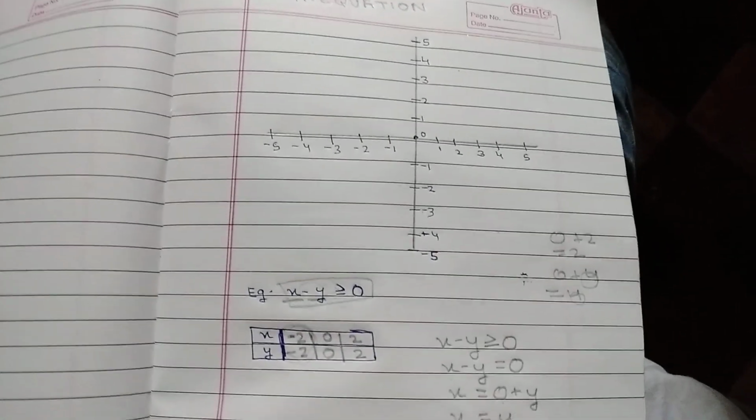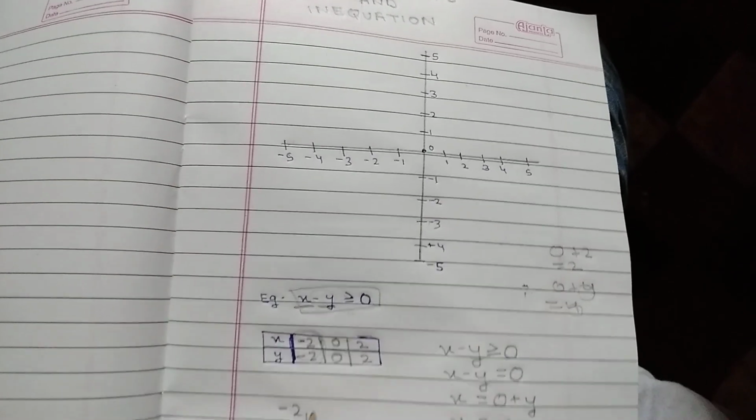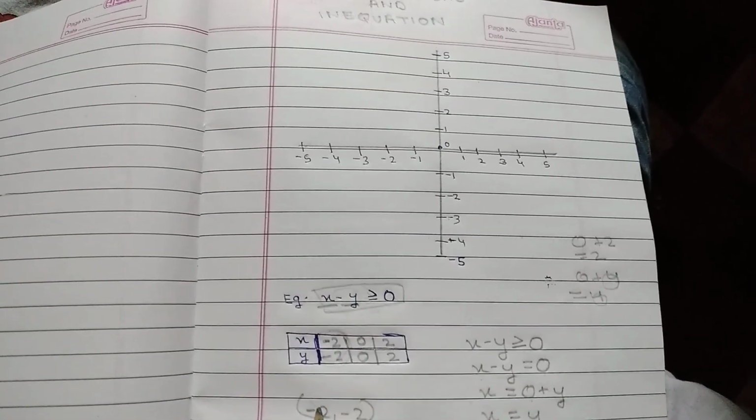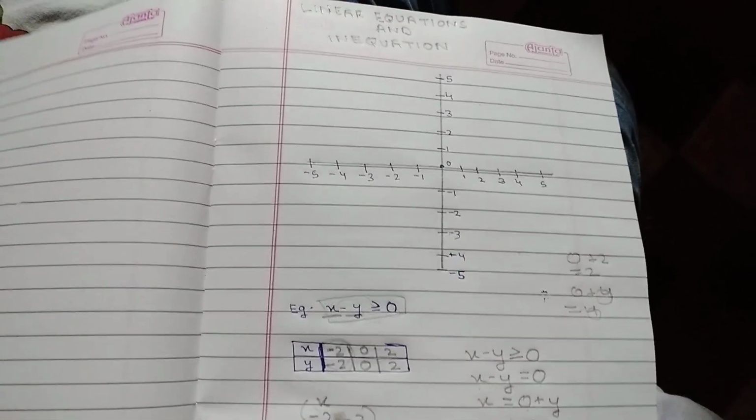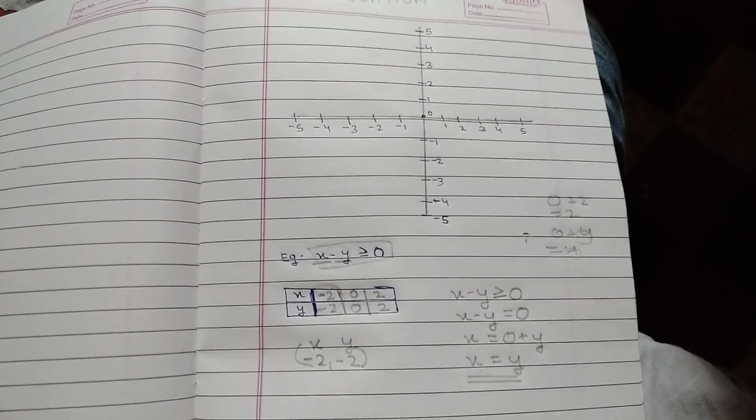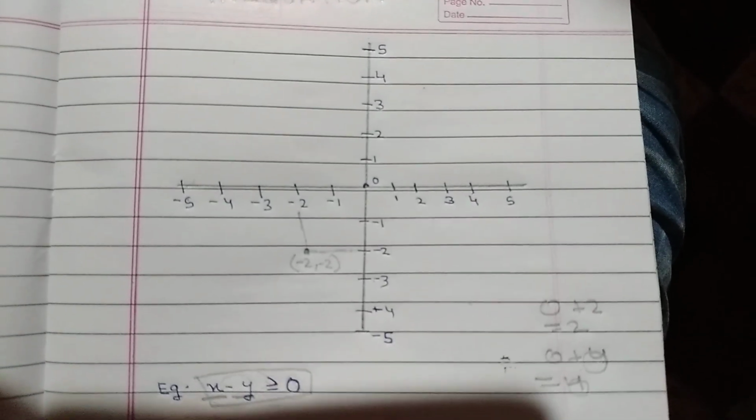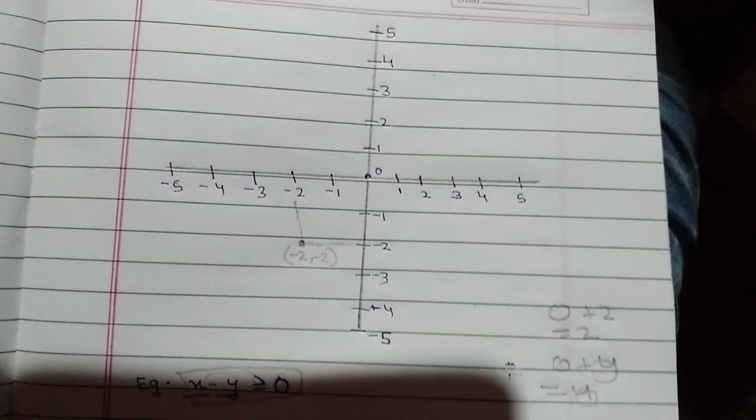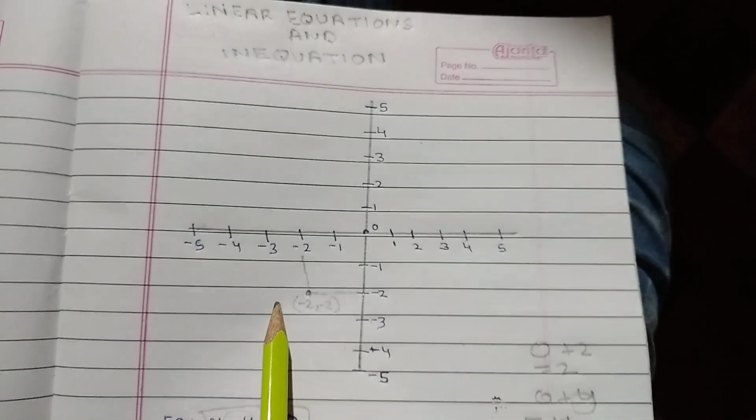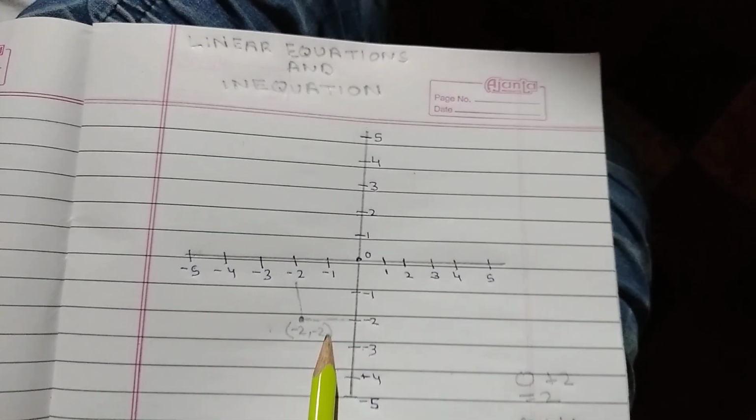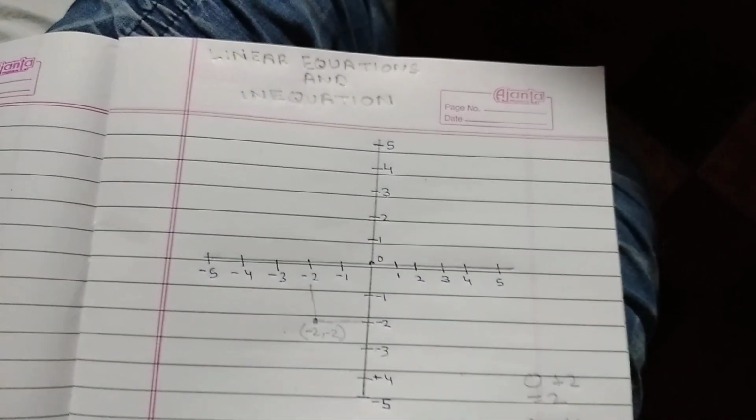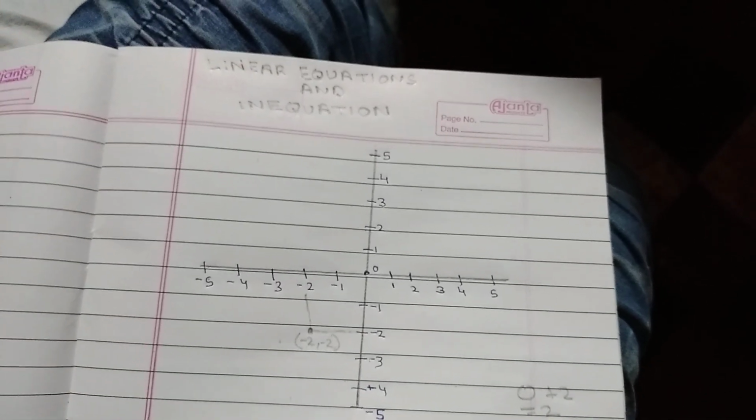Now we need to represent the point minus 2, minus 2 on the graph. In this, the first minus 2 is x and the second one is y. You would be knowing how to represent the point on the graph. So we have represented the point minus 2, minus 2 in the graph. See, it is in the third quadrant because both the coordinates have a negative sign. And we know if both coordinates of a point are negative, we represent the point in the third quadrant.